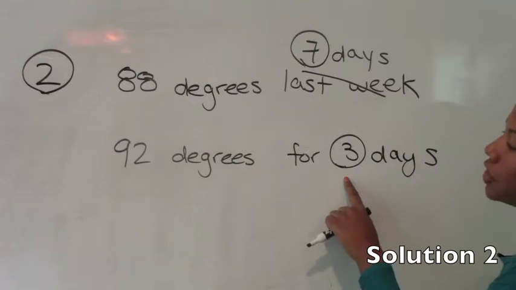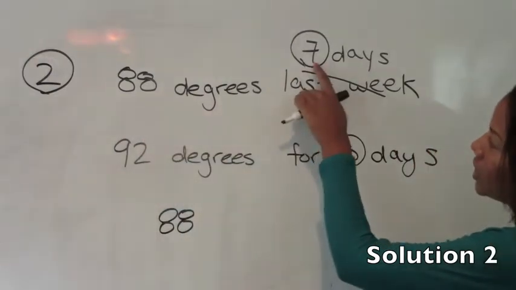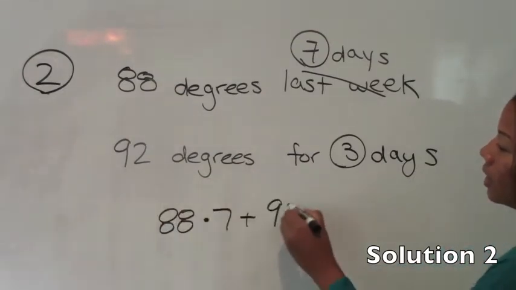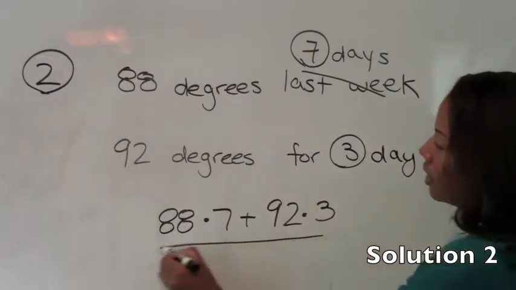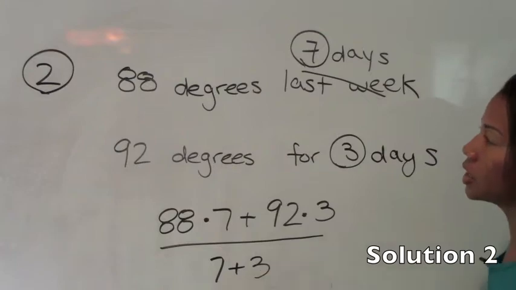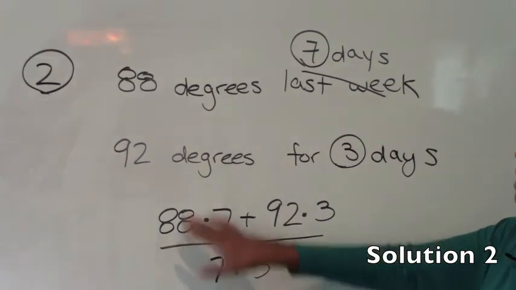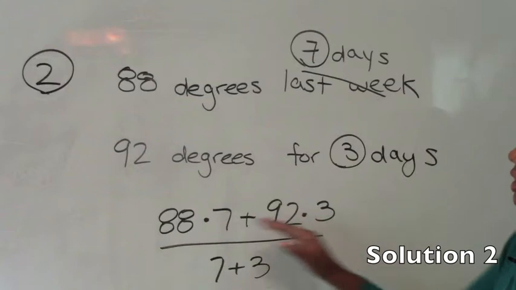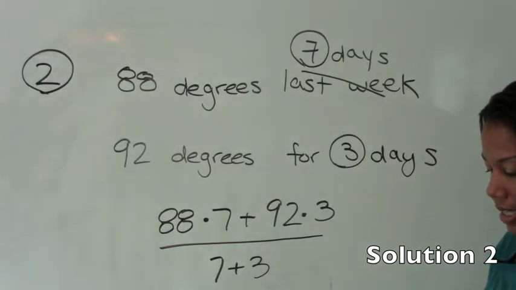So this is a weighted average. To do a weighted average, we take our number times our weight, which in this case is 7 days, plus our next number times the weight, which is 3 days, and divide by the sum of the weights. Okay, so this is a weighted average. One thing that you could do here, if you're having trouble envisioning this, is that 88 degrees counts 7 times. So it's like adding 88 7 times here and adding 92 3 times. And then you can envision that you have 10 numbers up here, which is why we're dividing by a total of 10. So I'm going to go ahead and calculate this.